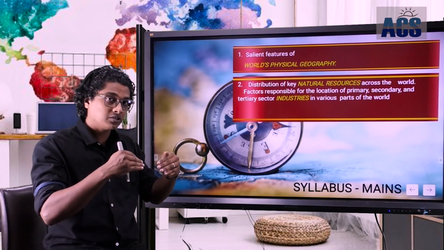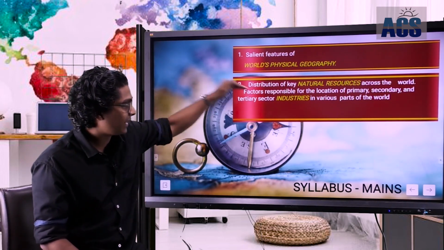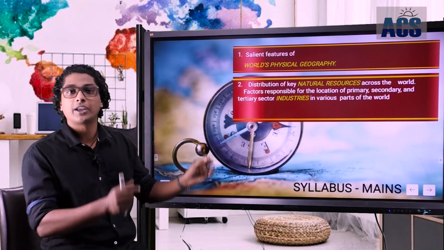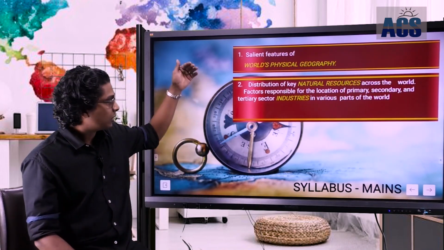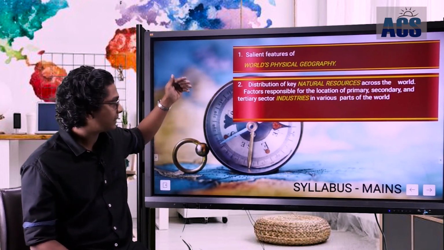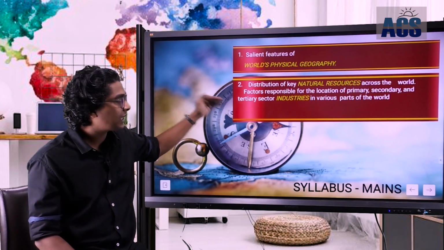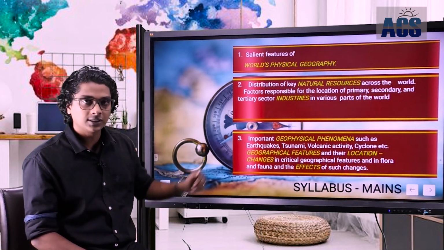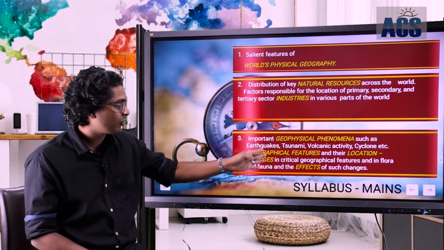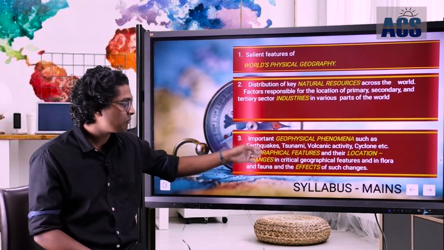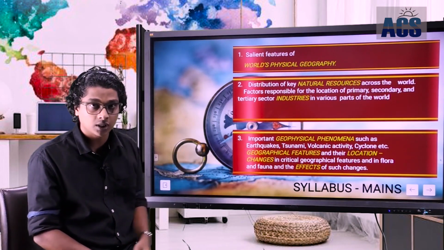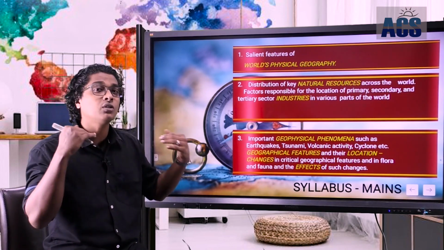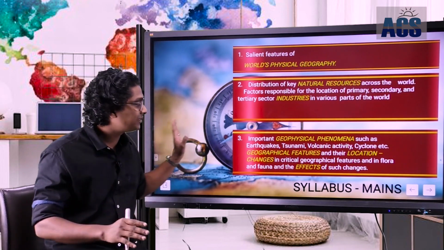So what I mean to say is, the second syllabus for industries, they're specifying on the factors responsible for the location of these industries. Okay, so the first one, world physical geography, and the second part of the syllabus, resources as well as industries. Now let's move on to the third one. Now the third one says important geophysical phenomena such as earthquake, tsunami, volcanic activity, cyclones, and there's a very important word there, etc. That means any geophysical phenomena can be asked based on this syllabus.